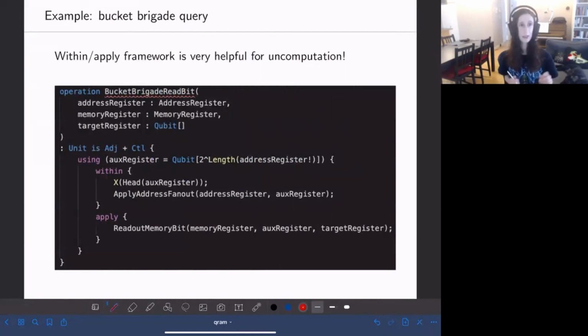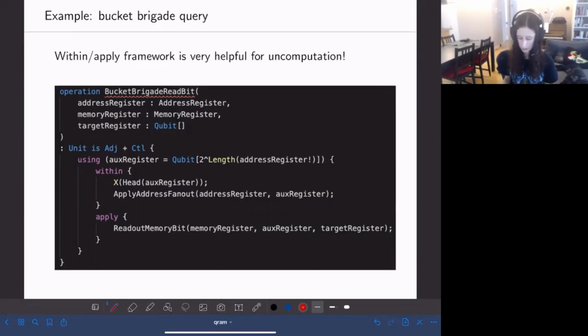And another reason why we use Q#, and this I think is just really cool, is that all of these circuits, especially the bucket brigade ones, have this fan out of the address, a sequence of Toffolis to actually do the query. But then if you want your circuit to be reversible, you have to undo that fan out.